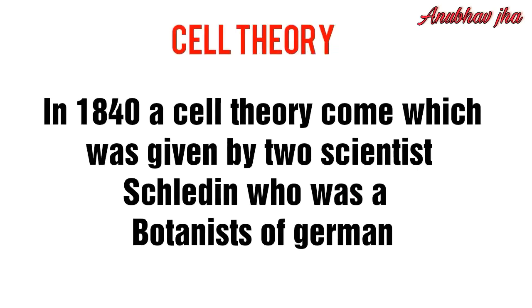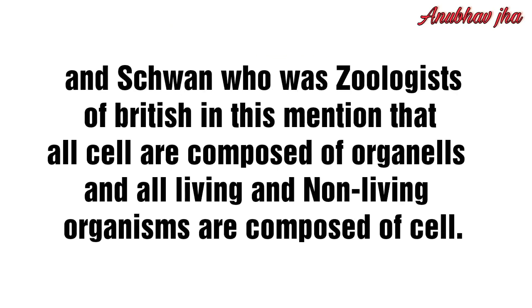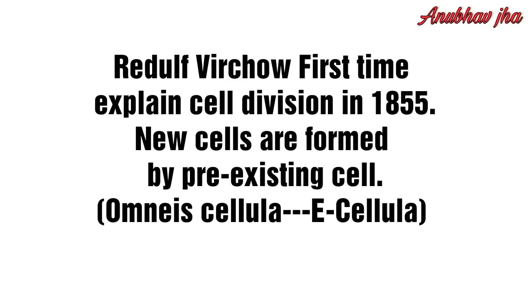Cell theory, 1840. The cell theory was given by two scientists, Schleiden, a German botanist, and Schwann, a British zoologist. It states that all cells are composed of organelles and all living organisms are composed of cells. Rudolf Virchow first explained cell division in 1855: new cells are formed from pre-existing cells.